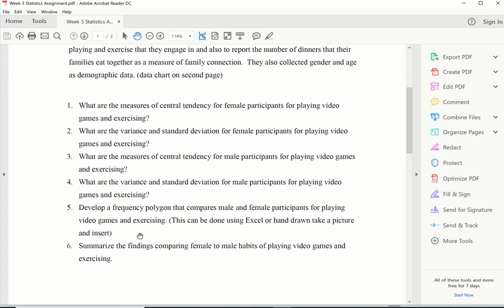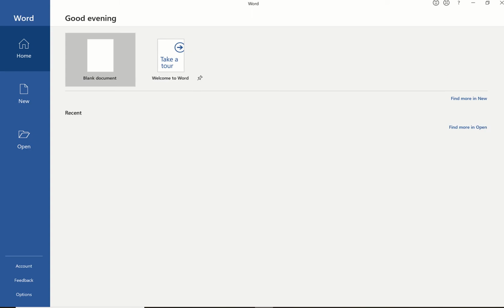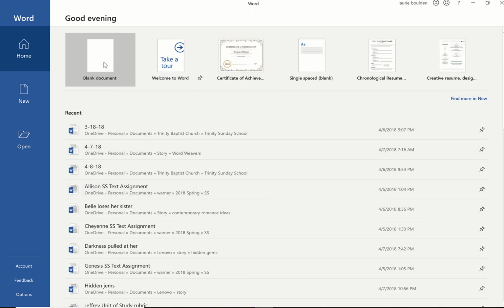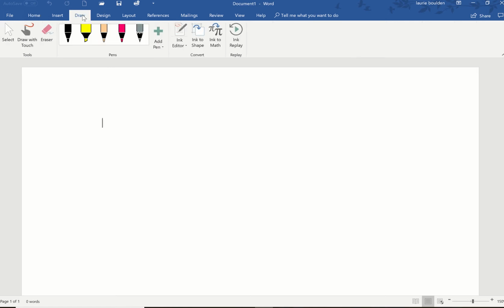So number 5 is to develop the frequency polygon. I'm going to show you an easy way you can do this using Microsoft Word, or you can draw it by hand, or you can use an Excel chart. Microsoft Word gives you a draw option, which is really nice to work with.